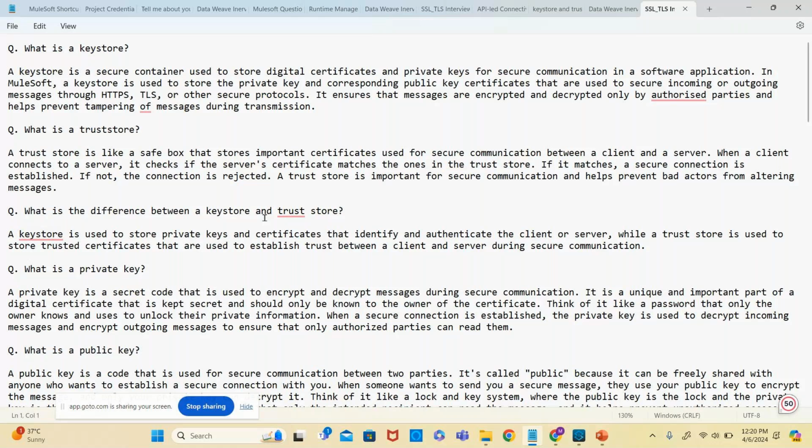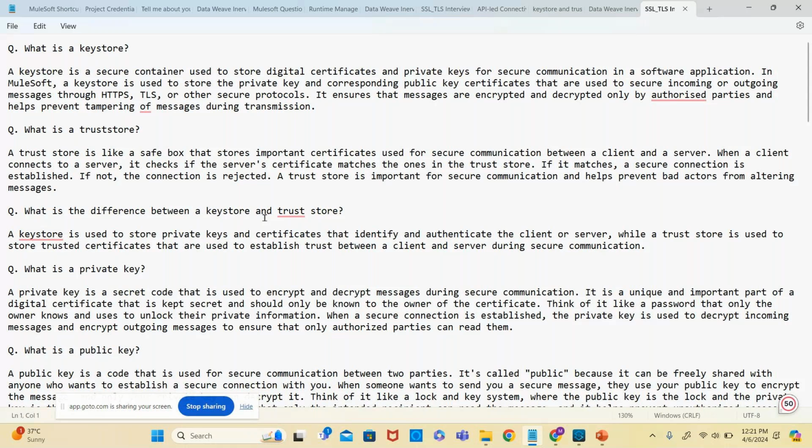Now, what is a truststore? A truststore is, again, a secure container. I used a different word called safe box. I used a secure container there, a safe box here, that stores important certificates used for secure communication between a client and server. When a client connects to a server, it checks if the server certificate matches the ones in the truststore. For example, I want to consume an HTTPS service. What are we trying to do? We are trying to give the public certificate to the client, right? And that public certificate is stored in the truststore, right?